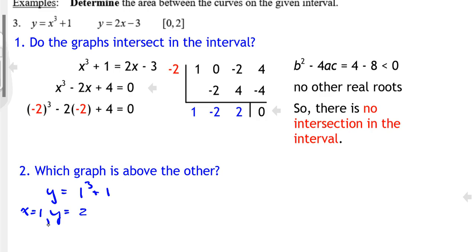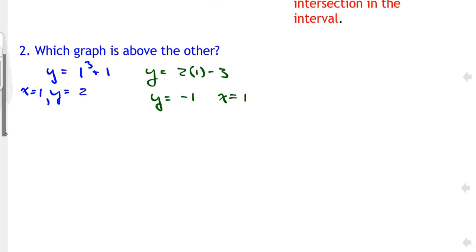For the other one, y equals 2 times 1 minus 3. So y equals negative 1 when x is equal to positive 1. What's bigger, 2 or negative 1? 2! So that's the function that's on top. So we know the blue function is going to be on top.